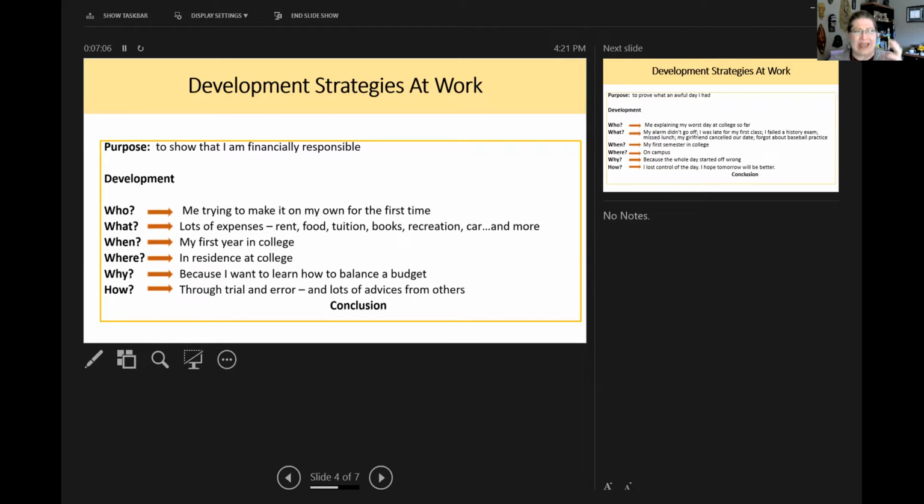But why? Why is this so important? Why does the reader care? It's because I want to learn how to balance a budget. This is a big deal, and part of learning how to adult. So how are we going to do this? How is the story going to come about? If I say through trial and error, that means I should have some different examples, maybe some failures, maybe where I planted on my face, but maybe some successes and some lessons learned. And there are going to be a lot of pieces of advice from others that lead to the conclusion.